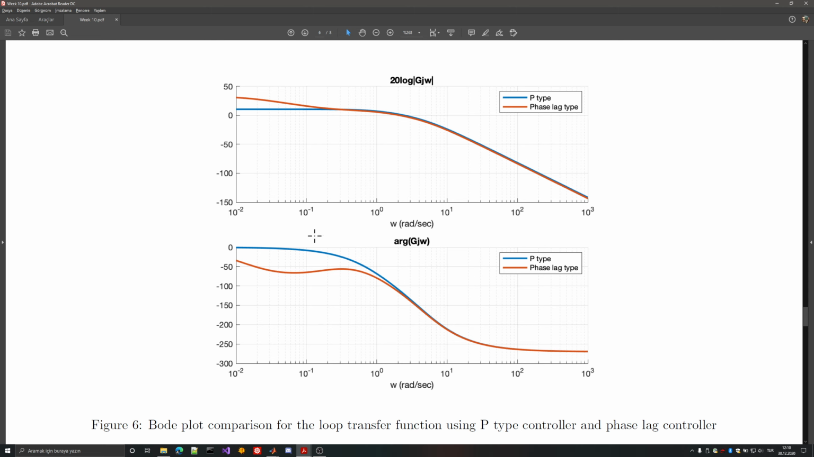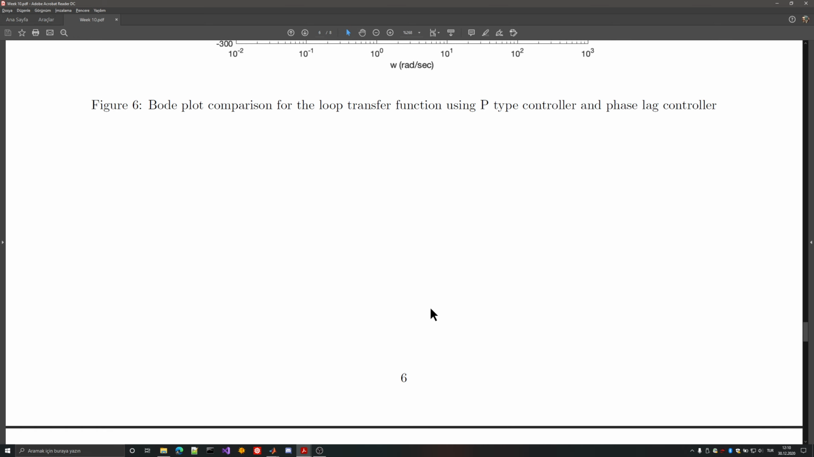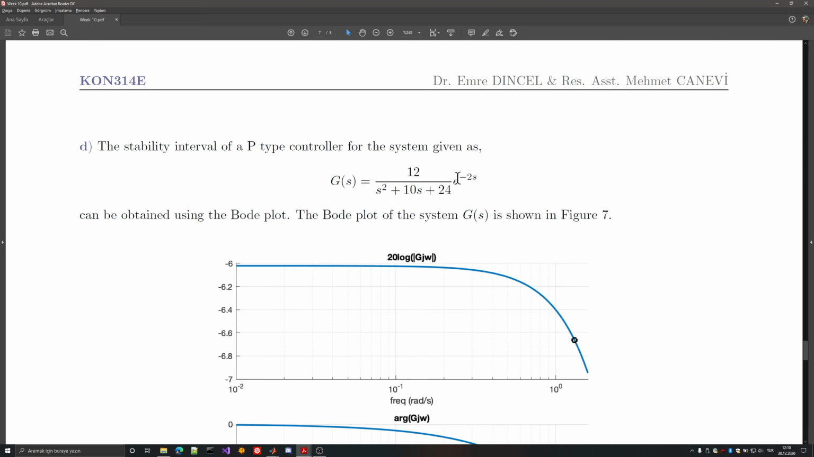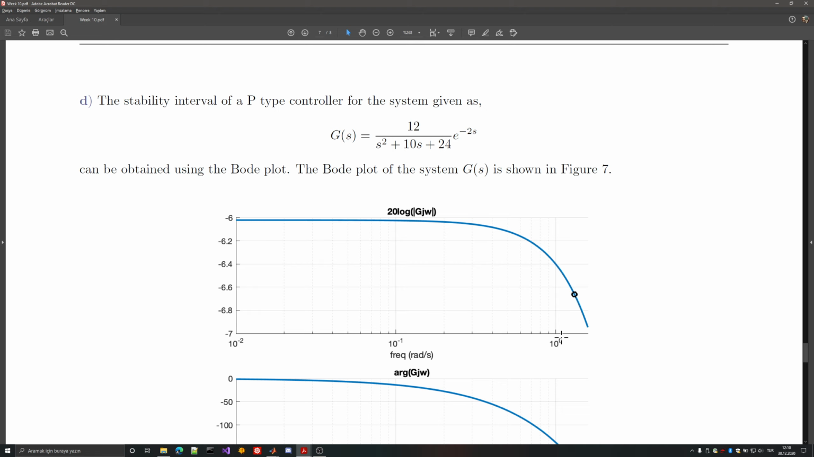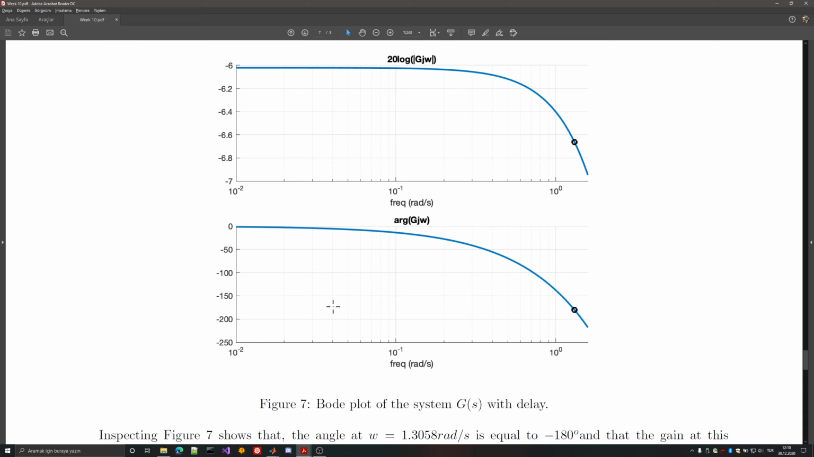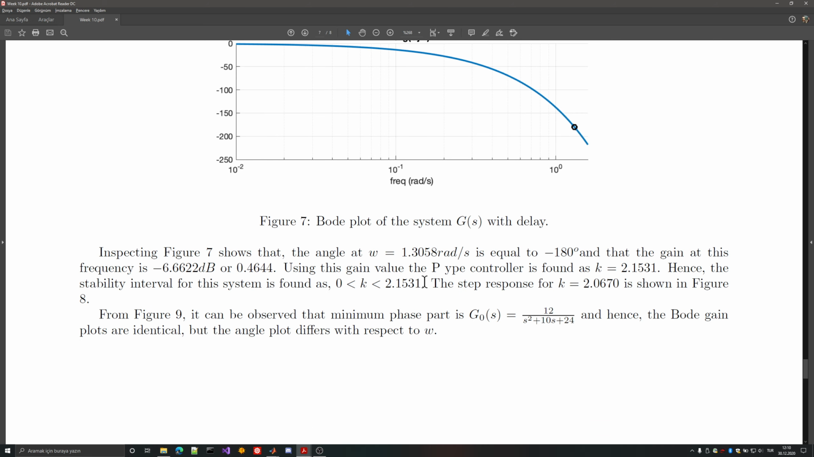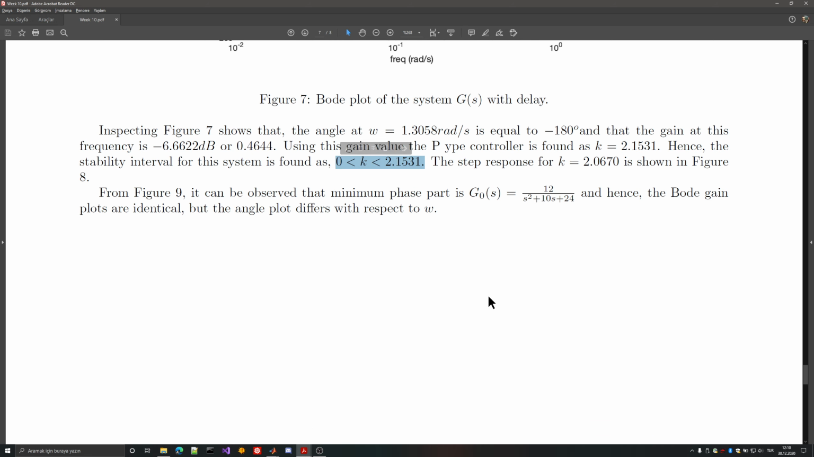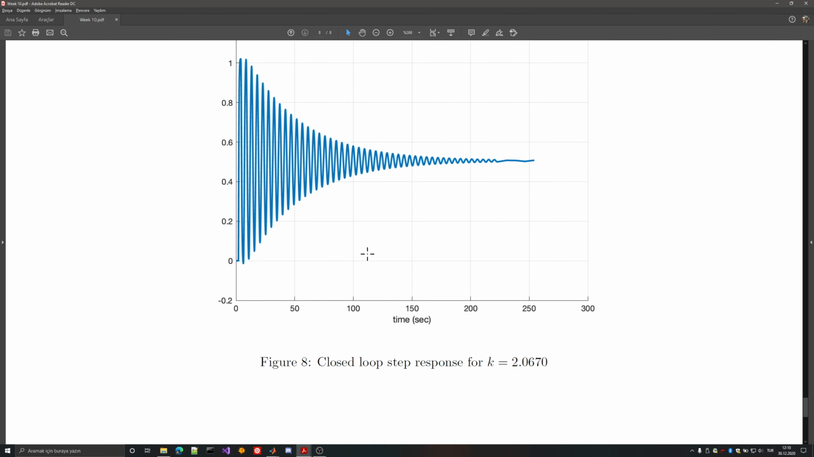Now I can see the effect of the phase lag controller. It has an angle contribution in this area, and it did change the gain a little bit, so it's not the perfect design here. Looking at the stability interval, you can see that even 1 point something reaches the point where the phase is 180 degrees. This is way faster than the same system without delay, because as omega increases, tau times omega will grow faster and faster and get out of control. You can see the interval and the response here.